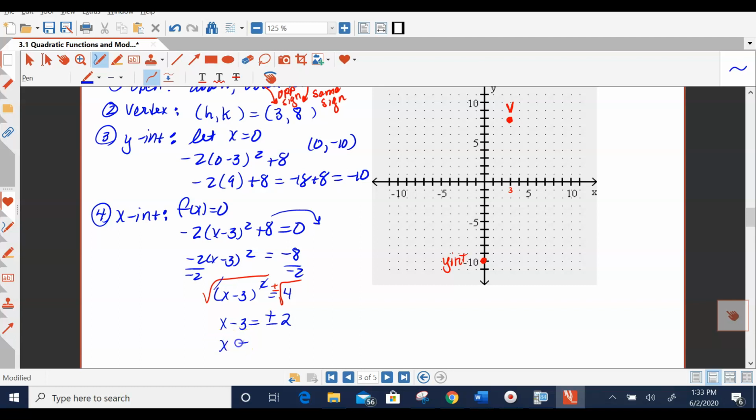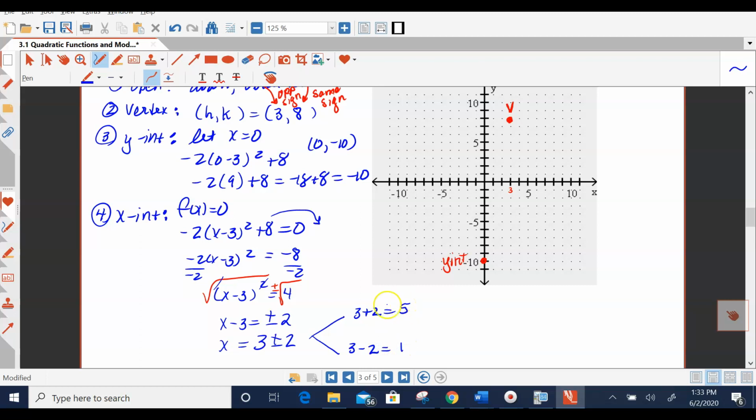So that means I've got x equal to 3. Bringing the 3 over, it's subtraction, so I add 3. 3 plus or minus 2. Finishing this off, I get 2 answers, a 3 plus a 2 and a 3 minus a 2. This answer is 5. This answer is 1.